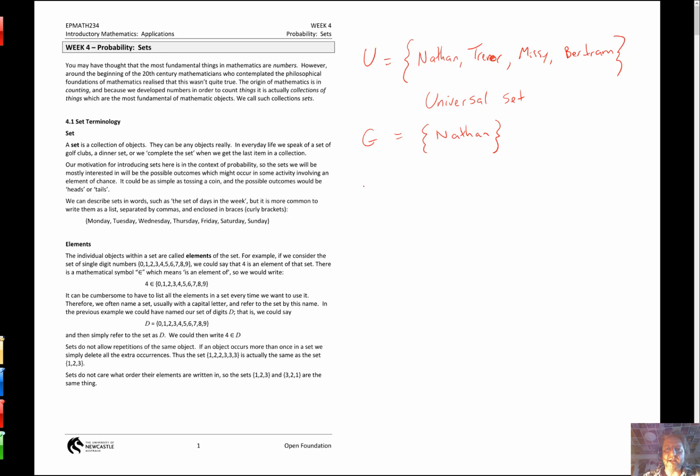If I had the set of young cats, then there would be Nathan, Missy, and Bertram. Okay? I've got 3 young cats and 1 old cat. So within the universal set, I can make all sorts of sets. I can call them whatever I want, but these are sets. There are 4 elements in the universal set, so the maximum set I can make here in my discussions is 4. The set of ginger cats had only 1 element in it, and the set of young cats had 3 elements in it.